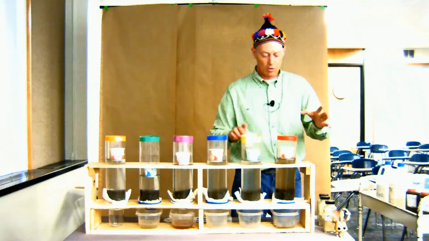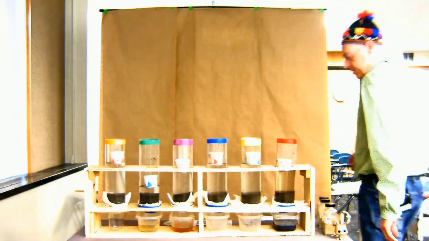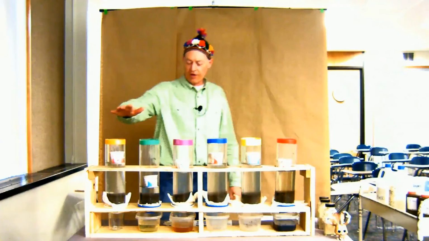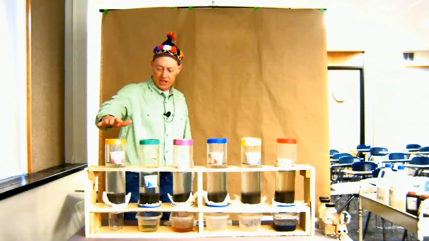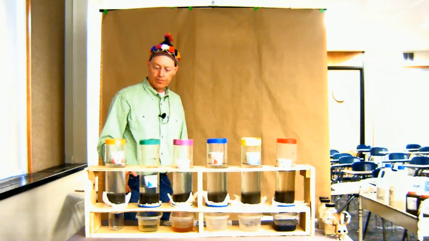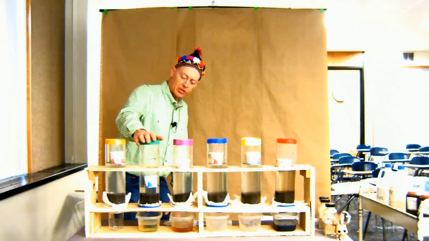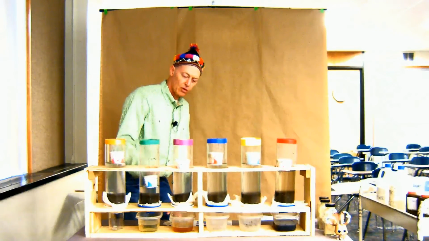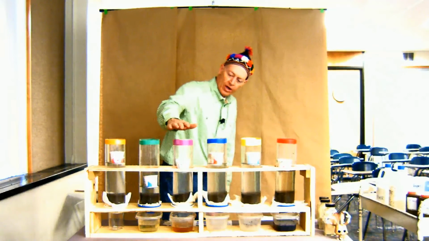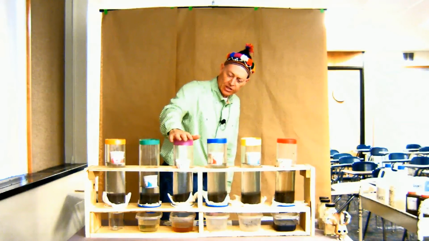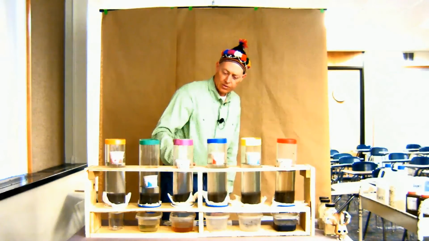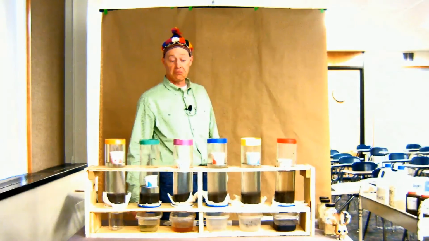Okay, so let's go back to so here we have our high SAR, low EC. Water has not moved through. Here we have our calcium chloride added to that same soil, moving through just fine. Here we have our flue gas desulfurization gypsum with deionized water. Looks pretty good. It's moving pretty good.